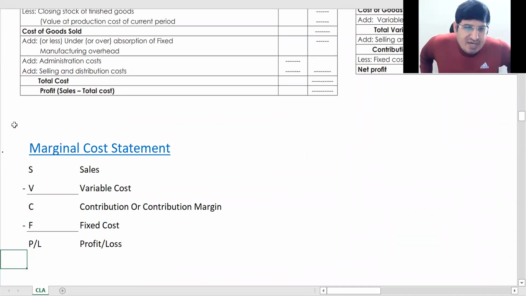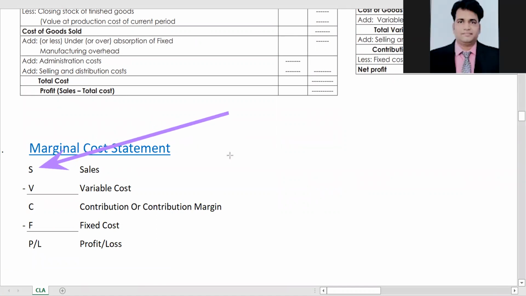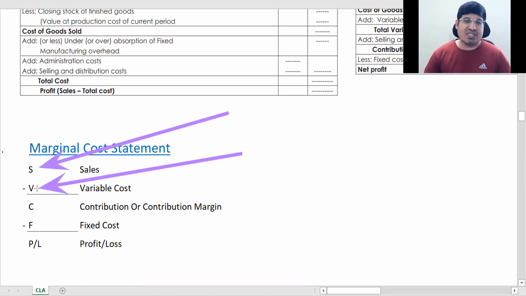So yes, we started with marginal cost statement. We have seen that the technique of presentation is different. In marginal costing, the way costs are presented is different. That is the major difference. How we present it is, you start with sales, and then you deduct only the variable cost of sales. Variable costs are those costs which are directly proportional to units. So as many units as you sell, the variable cost will increase in direct proportion.